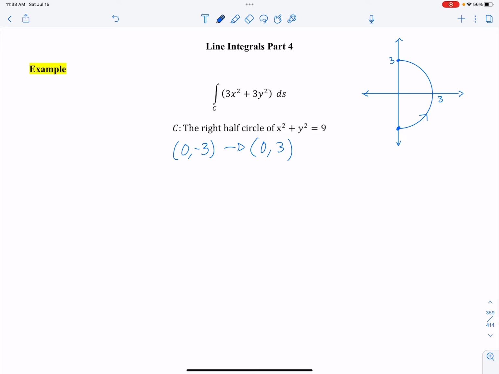In this video, we're going to continue our discussion of line integrals by working another example. So we have the line integral over path C of 3x squared plus 3y squared ds. And C is the right half circle of x squared plus y squared equals 9. I drew that to save some time. So if you'd like to stop and draw that, that's our path, that right-hand circle. I also gave the points that it starts and stops at.